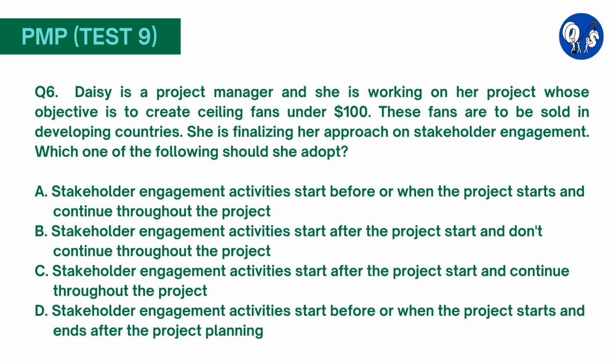Question number 6. Daisy is a project manager and she is working on her project whose objective is to create ceiling fans under $100. These fans are to be sold in developing countries. She is finalizing her approach on stakeholder engagement. Which one of the following should she adopt? A. Stakeholder engagement activities start before or when the project starts and continue throughout the project.